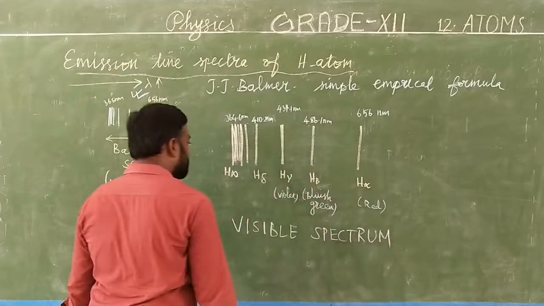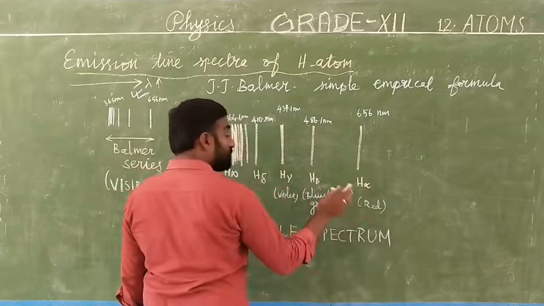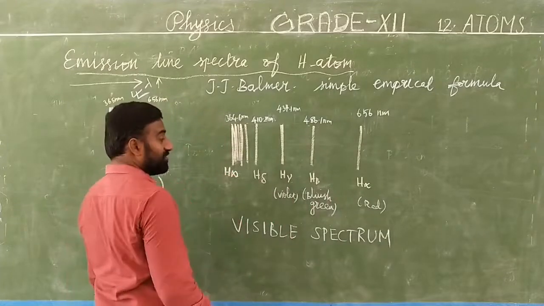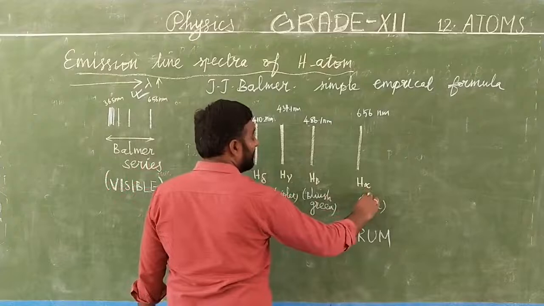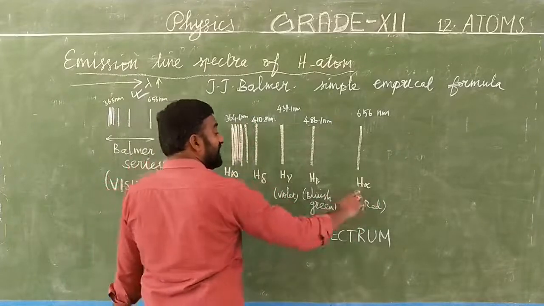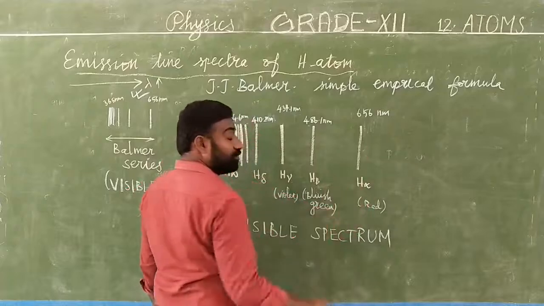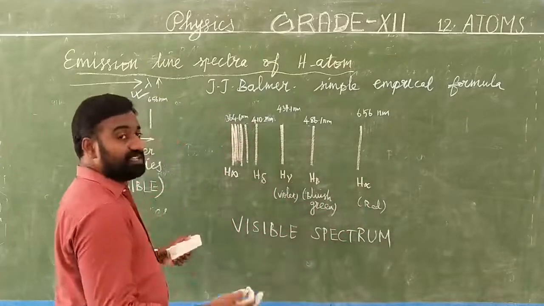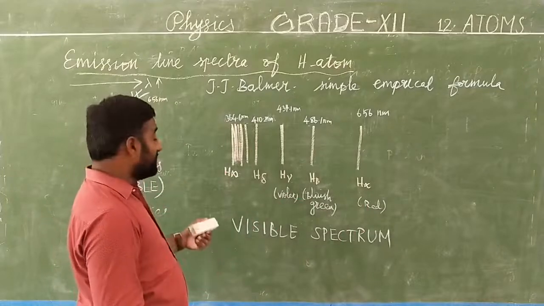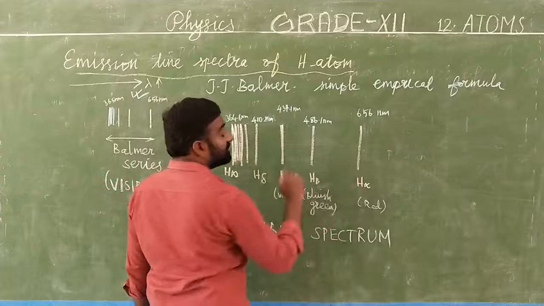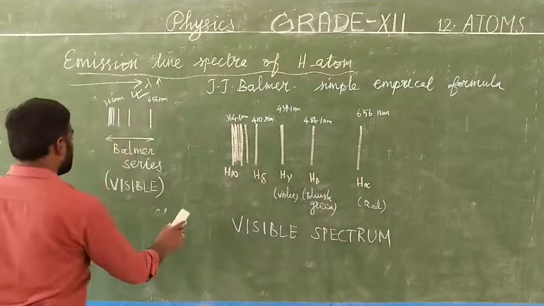In this visible spectrum, it goes from violet to red. Below the H infinity line it comes under ultraviolet, and above the H alpha line it goes to infrared. So Balmer obtained a simple empirical formula for the hydrogen atom that comes under the visible region. How do we determine the wavelength of each line? The formula is like this.